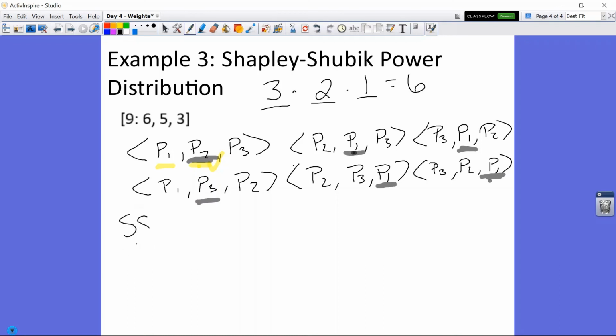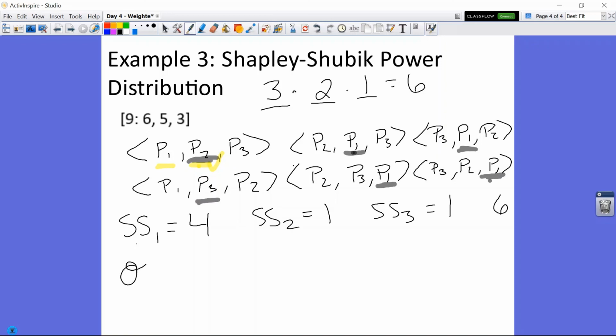So then we go through, just like we did with the critical counts, we figure out what everybody's pivotal count is. So player 1 is pivotal 4 times. Player 2 is pivotal once, and player 3 is pivotal once. So our total is 6.